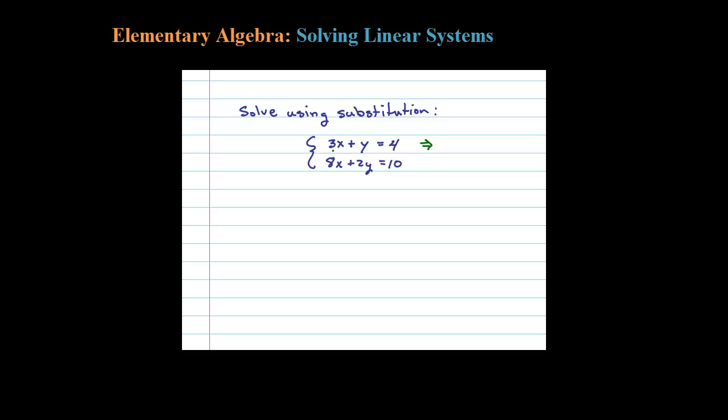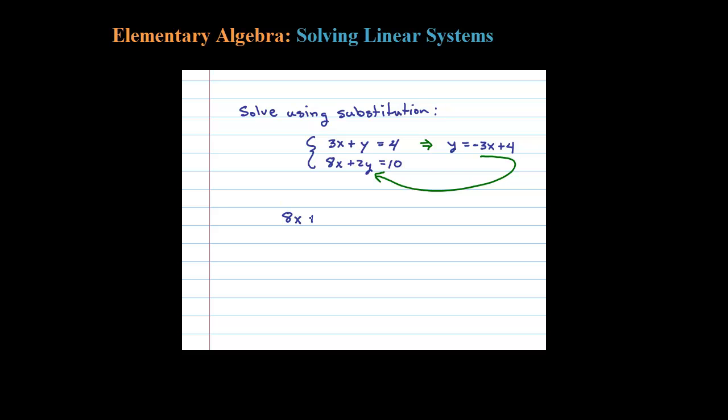I could solve for y simply by subtracting 3x. Doing that, you'll be left with y equals negative 3x plus 4. That's step number 1 in substitution. Then what we're going to do is take that y value and substitute it into the other equation. All right, this is the substitution step.